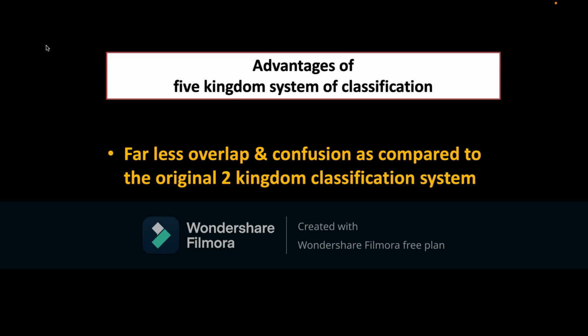The main advantage of five-kingdom classification is that there is far less overlap and confusion as compared to the original two-kingdom classification system. It places the fungi in a separate group called kingdom Fungi, as it has a different mode of nutrition. It places the prokaryotes in a separate group, kingdom Monera. This system groups the unicellular and multicellular, autotrophic and heterotrophic organisms, and fungi and prokaryotes separately. Five-kingdom classification demonstrated the evolutionary link between various groupings in terms of organizational level and manner of sustenance. Here prokaryotes are classified as kingdom Monera and are separated from the kingdom Plantae.